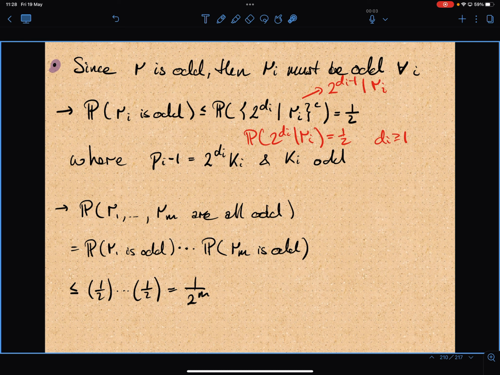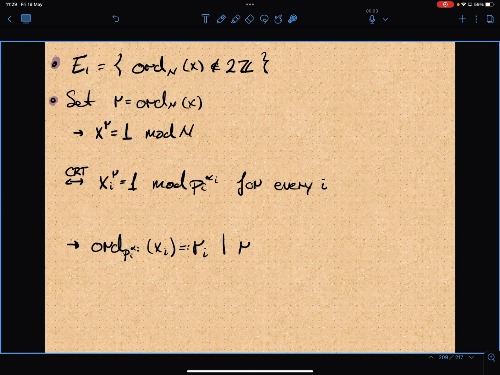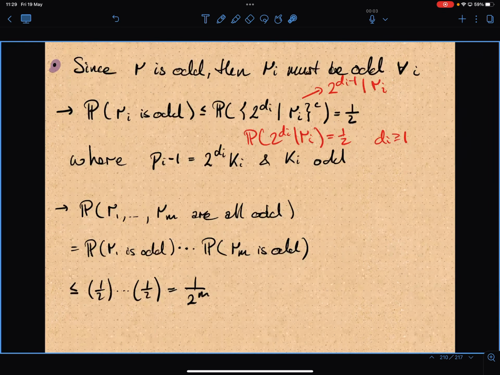So that's controlling the first event, that we want the order to be odd. So it's bounded above by 1/2 to the m. Questions?